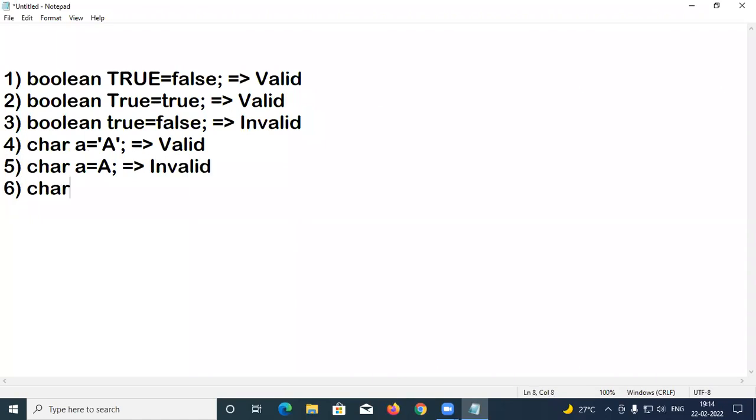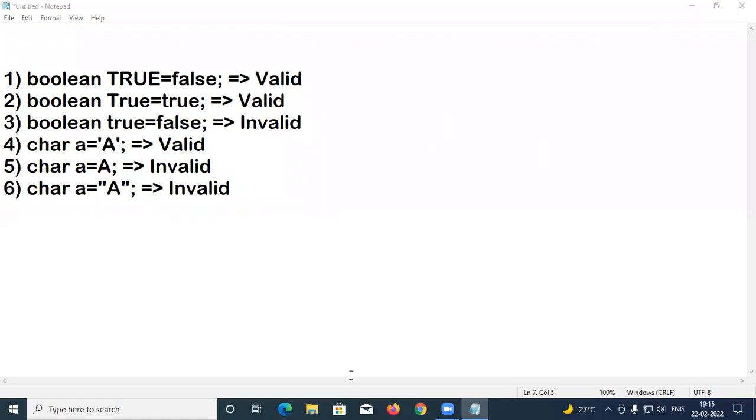Suppose char a equal to "a" in double quotes. Is it valid? It is also not valid. Okay. Invalid, because a character literal must be in single quotes. If you write double quotes, it is an error. Here, this is the data type, already given, a keyword. Here, the identifier, the variable. Here, the literal. Okay.